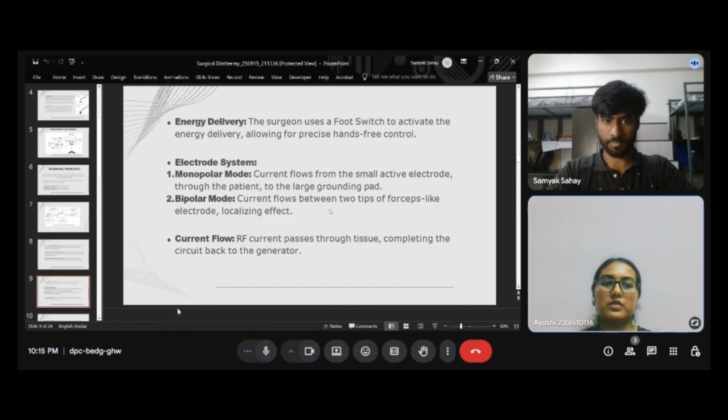Then we have the electrode system. It has two modes, which are monopolar and bipolar. In monopolar mode, the current flows from a small active instrument through the body to a large return pad. And in bipolar mode, the current only moves between the fingertips of the forceps, for delicate and complex work.